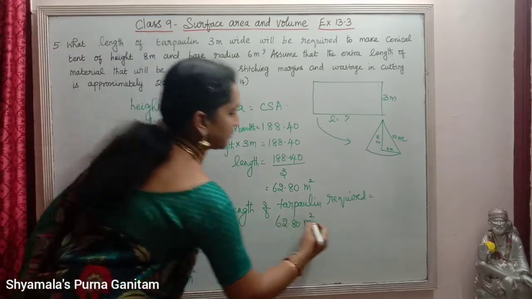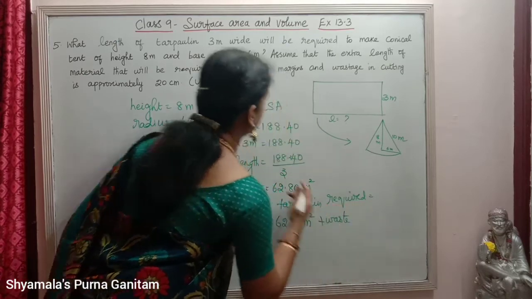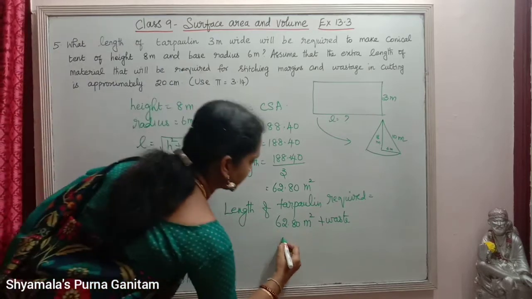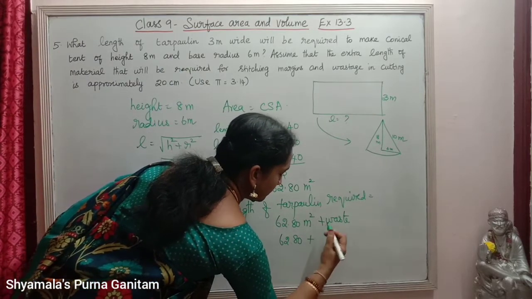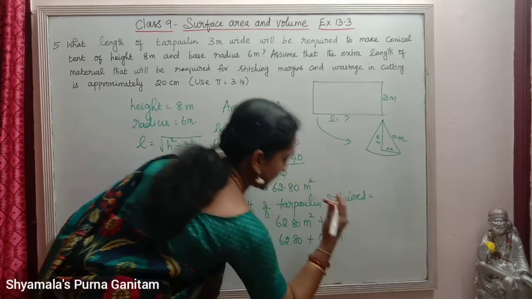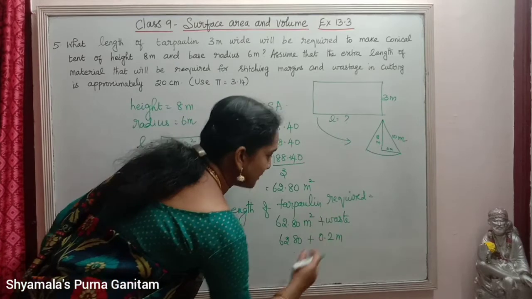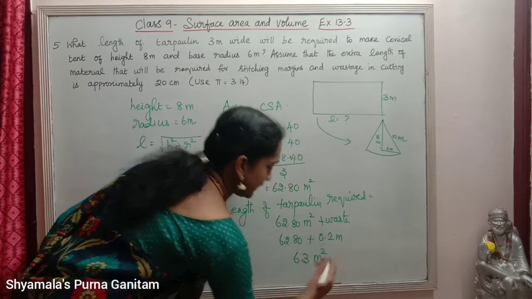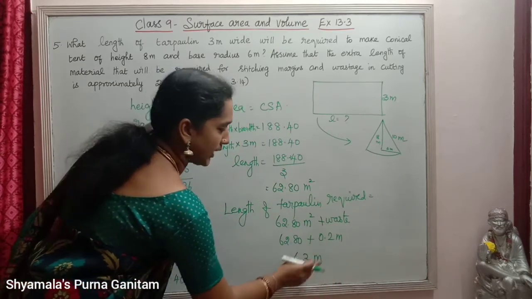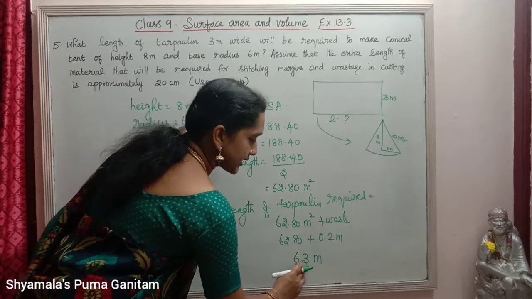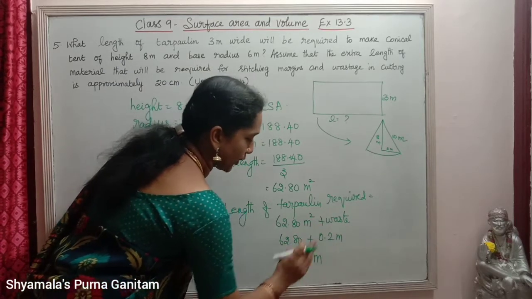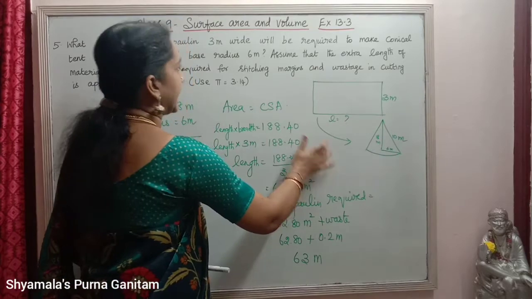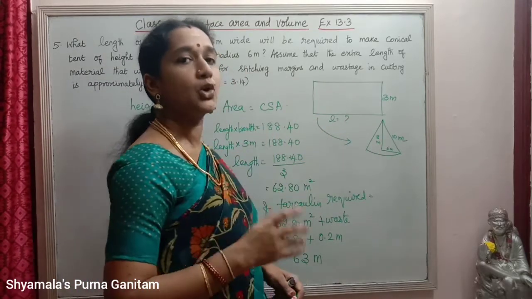But for the wastage of the margins, it is given as 20 centimeter. So 20 divided by 100 is 0.2 meter. We have to convert it to meter and add: 62.80 plus 0.2 is 63. Not meter square, meter, since length is a single dimension. So 63 meters of length is needed for making the given conical tent.